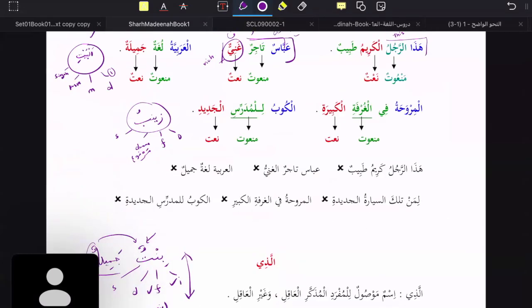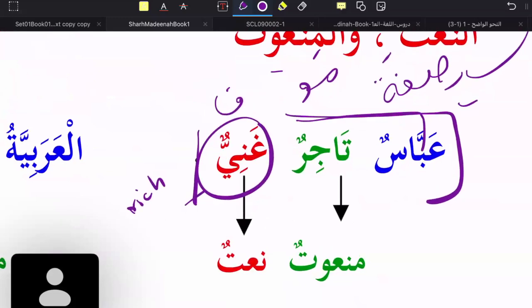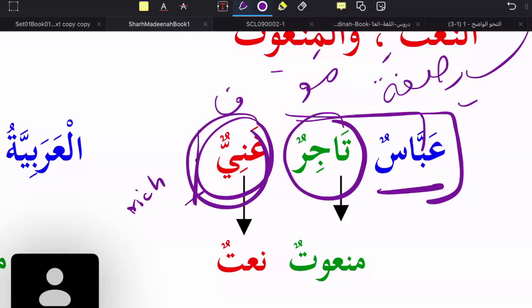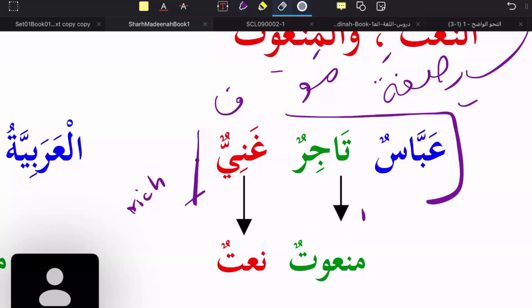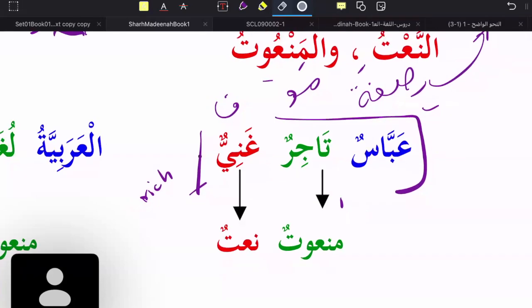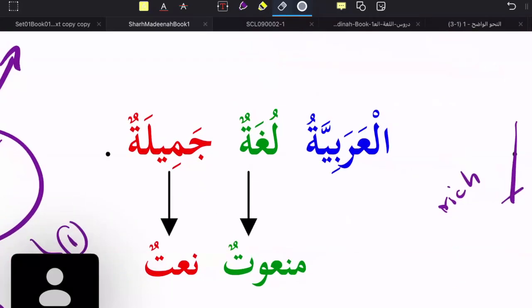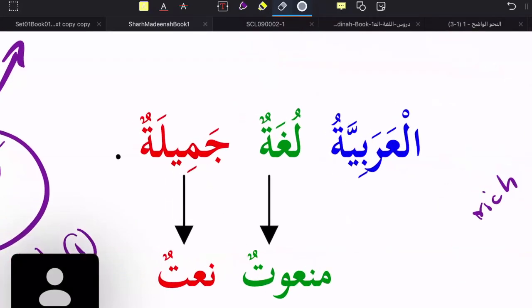So let's go back to the text, and this is what we have. We have Abbasun, then we have Tajirun, and we have Ghaniyun. Tajir is indefinite, it is masculine, it has the Dhamma, and it is singular, and Ghani is copying everything. So how do we translate? Abbas is a rich merchant. Make sense? We have another one, al-Arabiyatu lughatun.